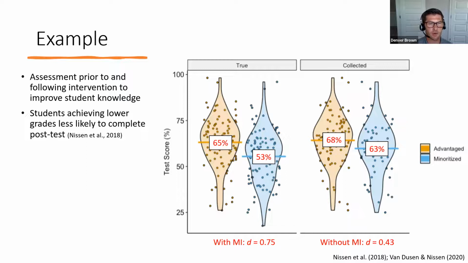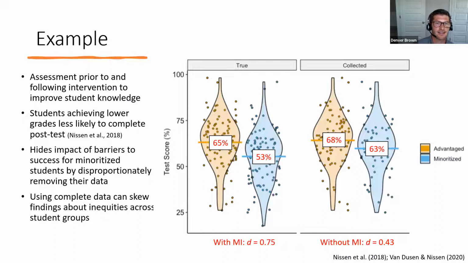When we use multiple imputation to look at the true data, you can see that the advantaged students actually score 65%, a little bit lower than in the listwise deletion example, whereas the minoritized students are actually scoring 10% lower, all the way down to 53%. And when we look at the effect size again with multiple imputation, it's now a medium to large effect size of d equals 0.75. So here you can really see how using complete case analyses can skew our findings about inequities across student groups.